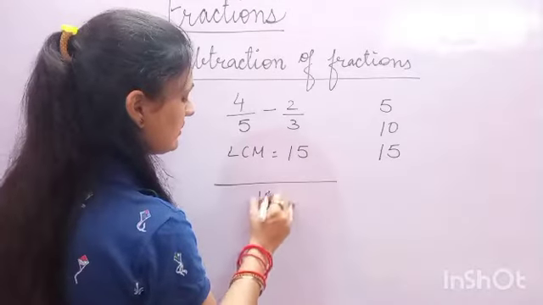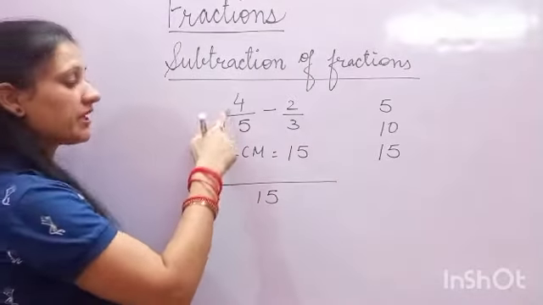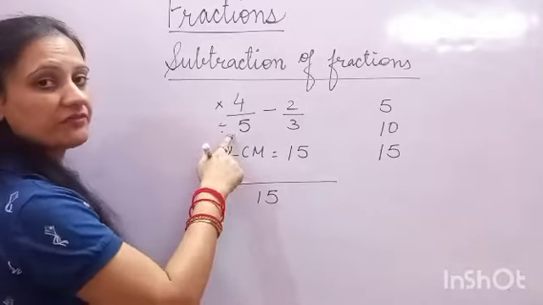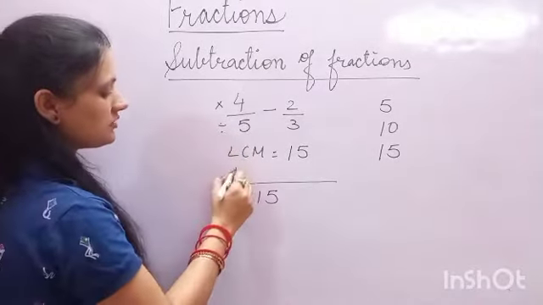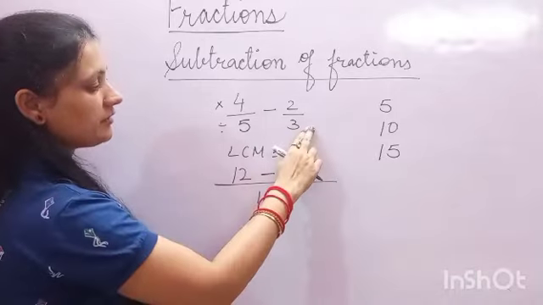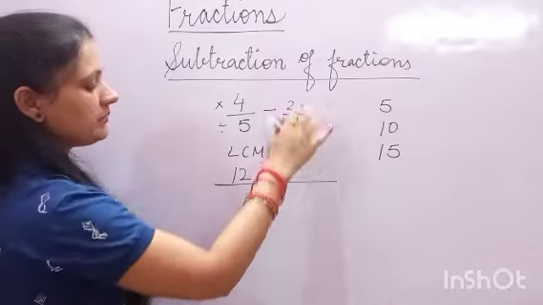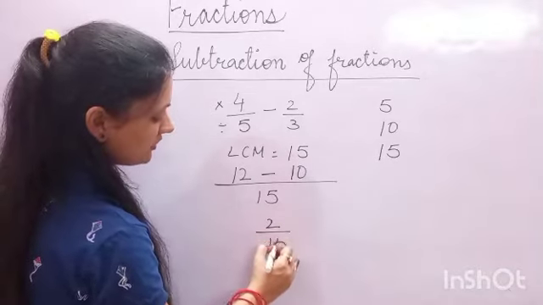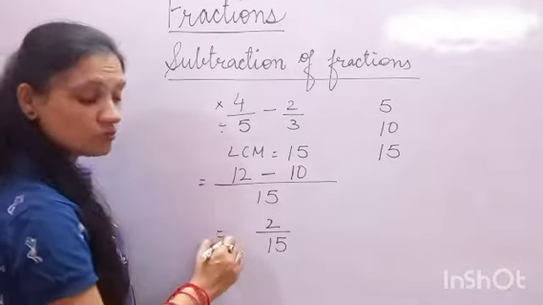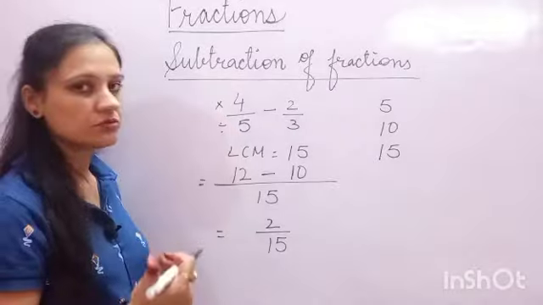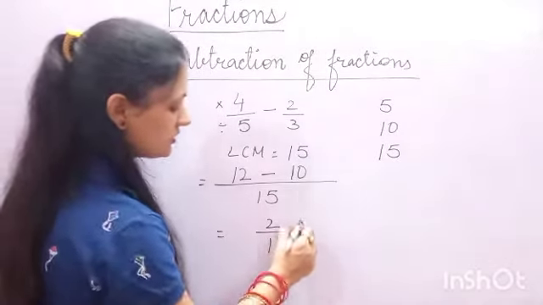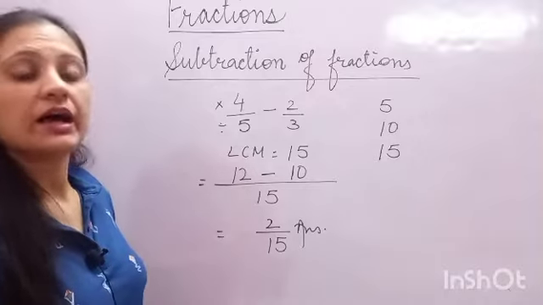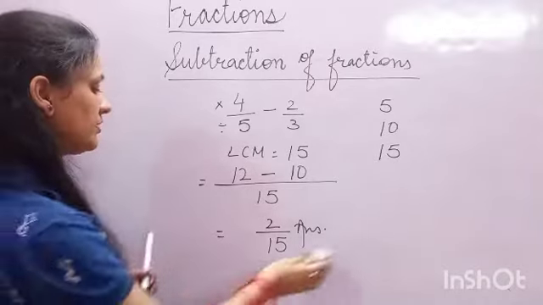So again the same process, 15 divided by 5 and multiply by 4. So I am doing it directly now. 15 divided by 5 is 3. 3 fours are 12. 15 divided by 3 is 5. Multiplied by 2 is 10. So 12 minus 10, 2 by 15. Are they reducible? No. Can we convert into a mixed fraction? No, because it is a proper fraction. So this is our answer. I hope you understood how to add and subtract unlike and like fractions. Very good.